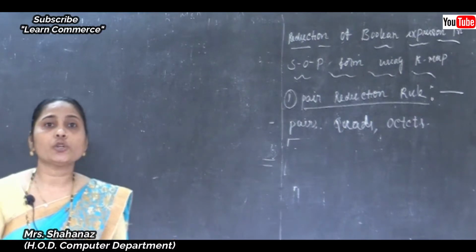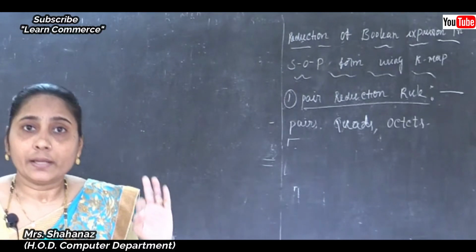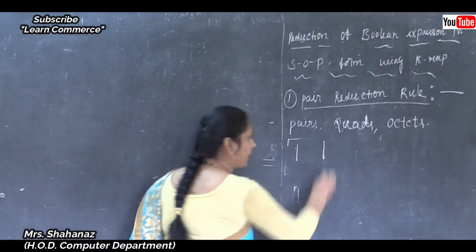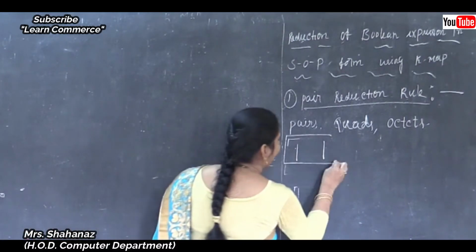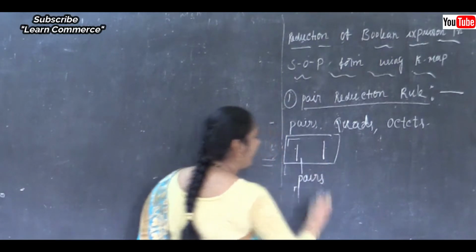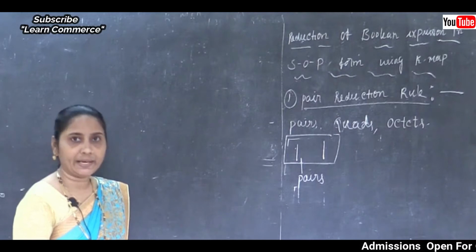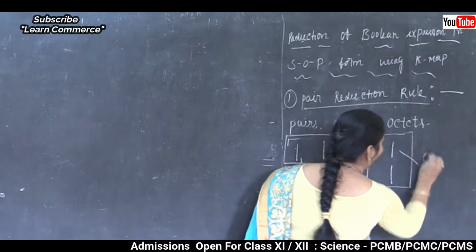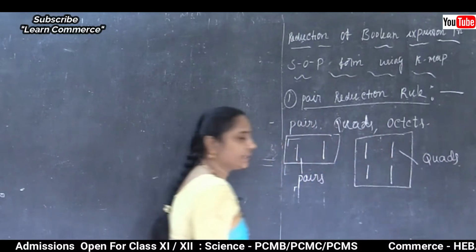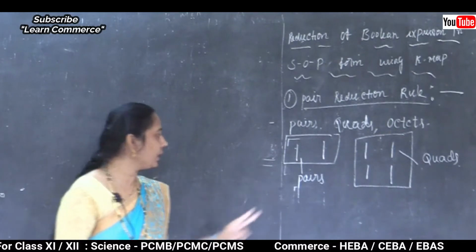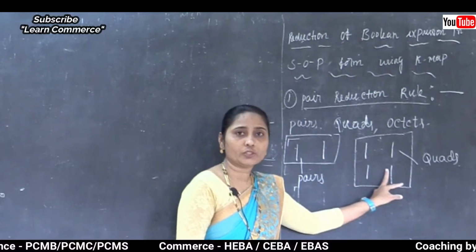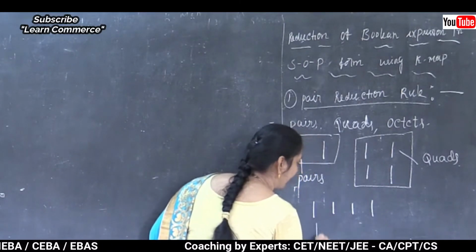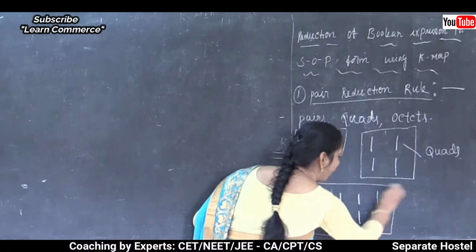To reduce an expression, a pair means if two ones are encircled, it makes a pair. Okay? If two ones are encircled, it is called a pair. Now, if four ones are encircled, then it is called a quad. Clear this point here? If two ones are encircled, pair. If four ones are encircled, it is called a quad. And if 8 ones are encircled, then it makes an octet.